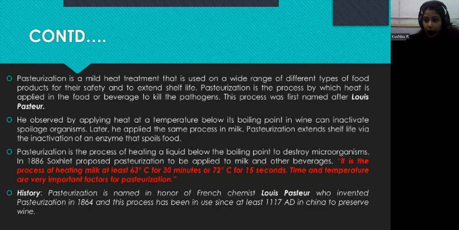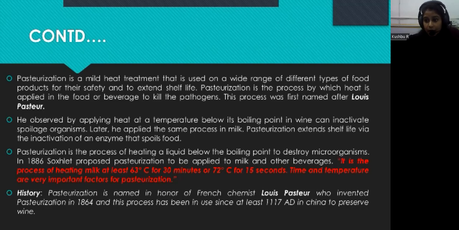To speak about the temperature that is involved in the pasteurization or a simple sterilization process, it is about 63 degrees Celsius to 105 degrees Celsius. We know that as we increase the temperature, the time duration that is required reduces. So they are inversely proportional.